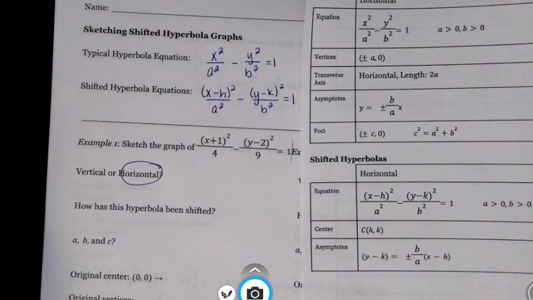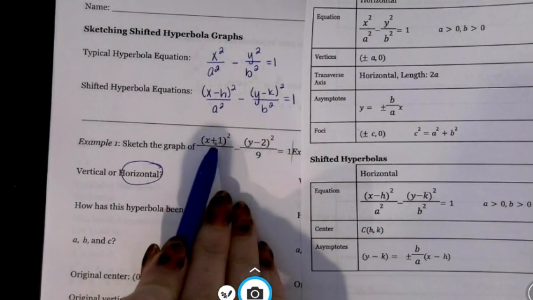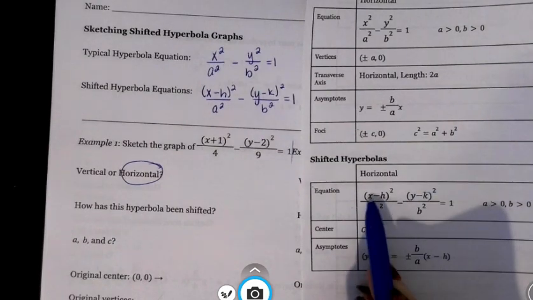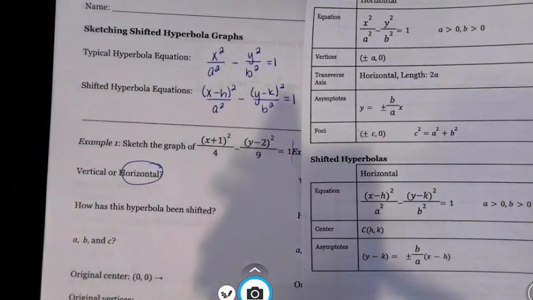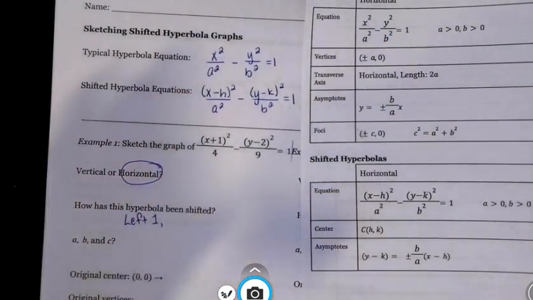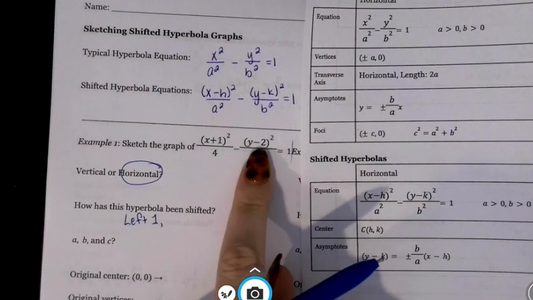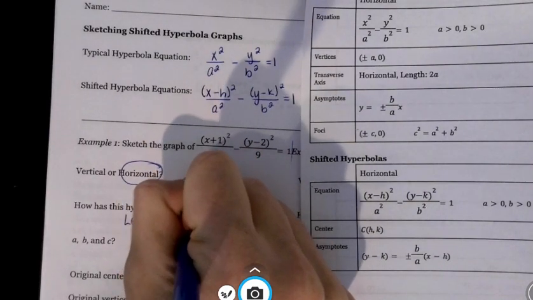How has this hyperbola been shifted? So I'm looking at the number by my x. So right now it says x plus 1, but since our template is x minus h, that means it's a -1 technically. So I know it is going left 1. And then this number here tells me that I am going up 2.